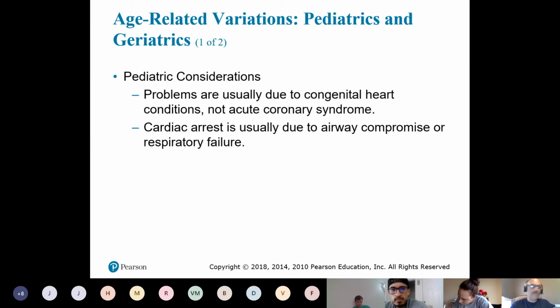So you have to be very aggressive when it comes to kids and airway, because the number one cause of cardiac arrest amongst kids is respiratory issues. Okay? Respiratory issues.